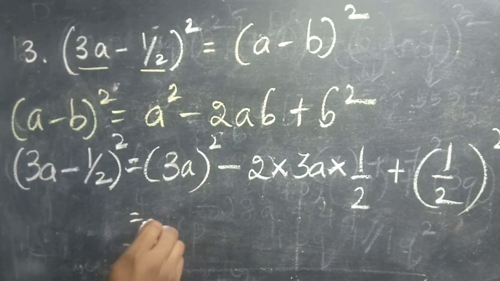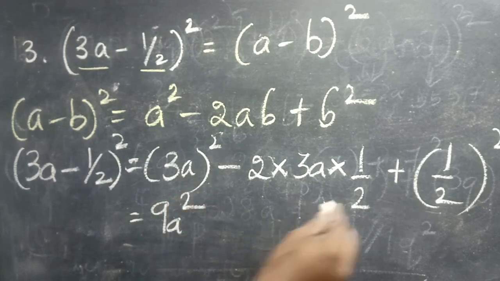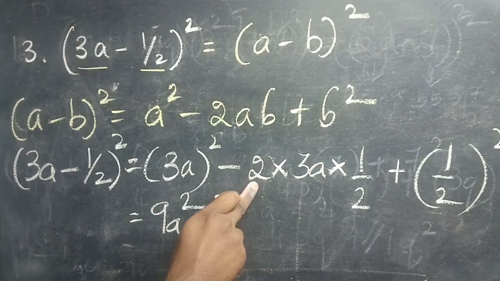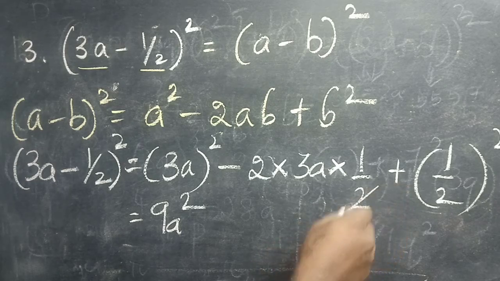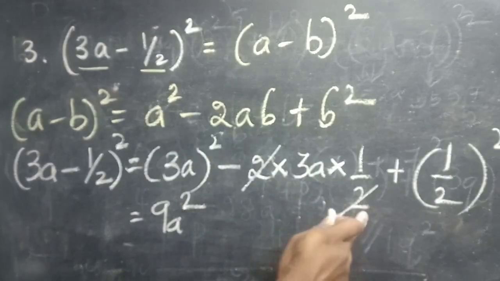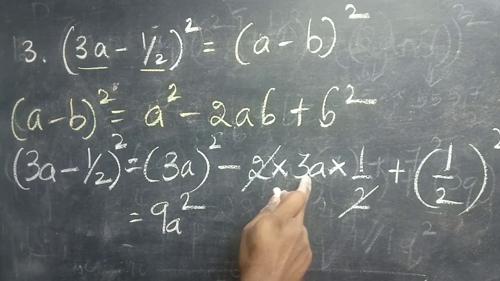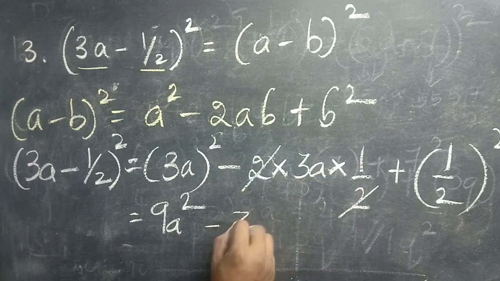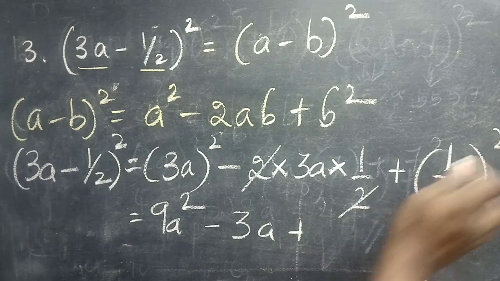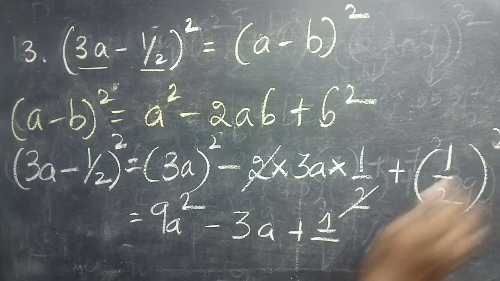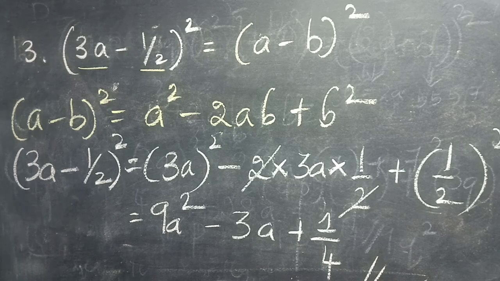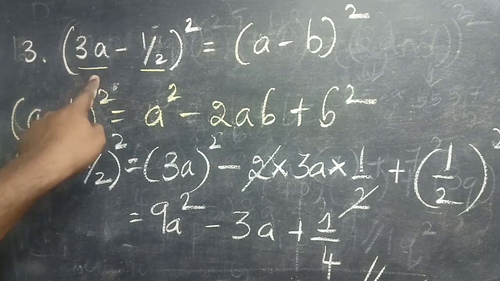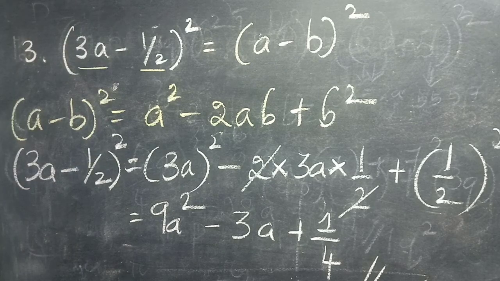Now 3a whole square, what we get is 9a square minus, now in the numerator we have 2 and in the denominator we have 2. 2 and 2 we cancel out. 2 times 1, 2 times 1. What is the remaining term? 3 times a into 1 is 3a plus 1 square 1, then 2 square is 4. This is the solution. 9a square minus 3a plus 1 divided by 4. This is the solution for the question 3a minus 1 by 2 whole square.